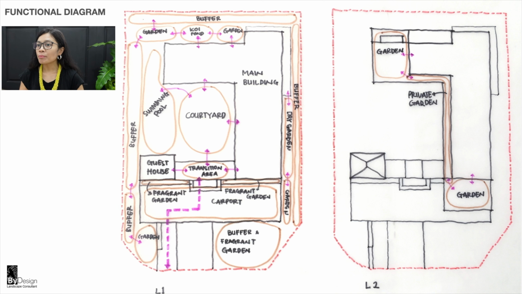To access the koi pond and the backyard, we have to go through the house. The buffer all around the house is to block the road noise. Step up to the level 2 garden that can only be accessed privately by the owner.